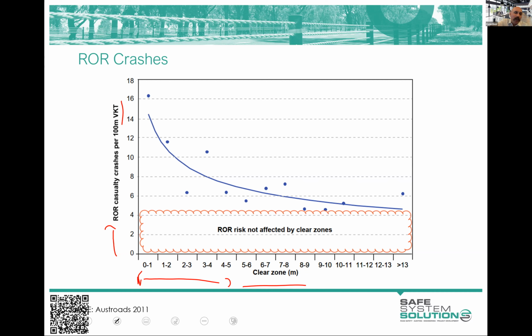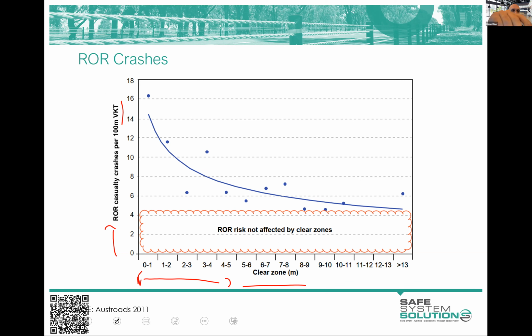So runoff road casualty crashes per 100 million VKT. The reason you do it by 100 million vehicle kilometers traveled is to bring it back to a like-for-like comparison between different roads with different amounts of vehicles and travel. So you're trying to be able to compare a road with 10,000 vehicles and a road with 100,000 vehicles and get a like-for-like comparison.